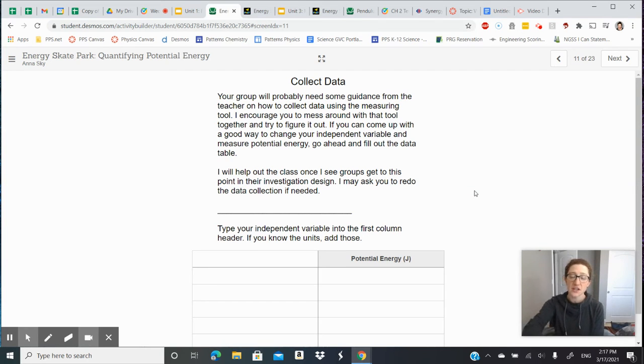Right. So this is actually the hardest part of the whole assignment. Collecting the data is a little bit tricky. Once you see how to do it, though, it'll make a lot of sense, I hope.